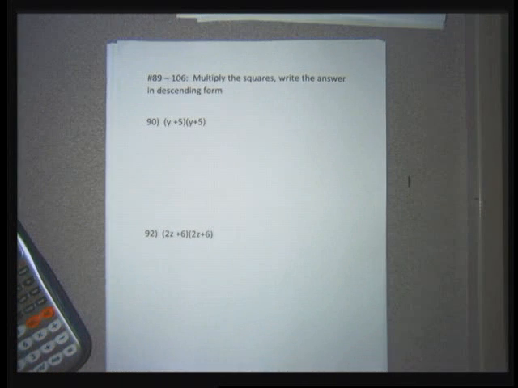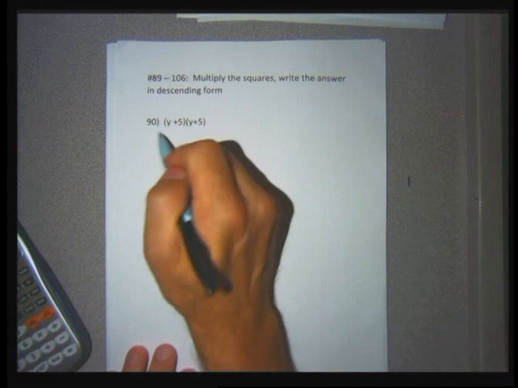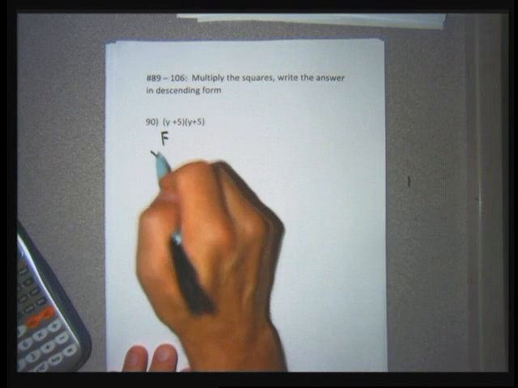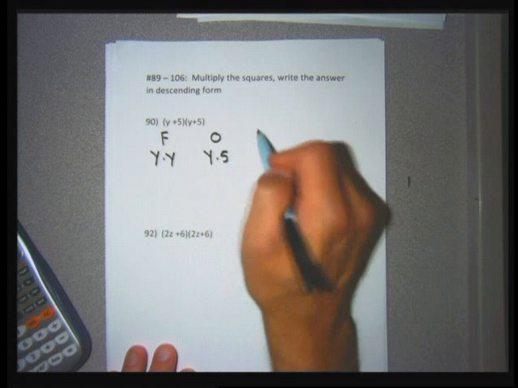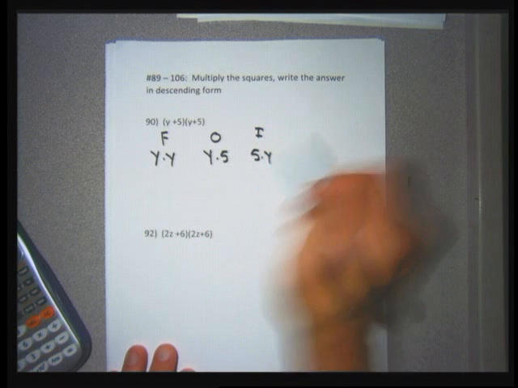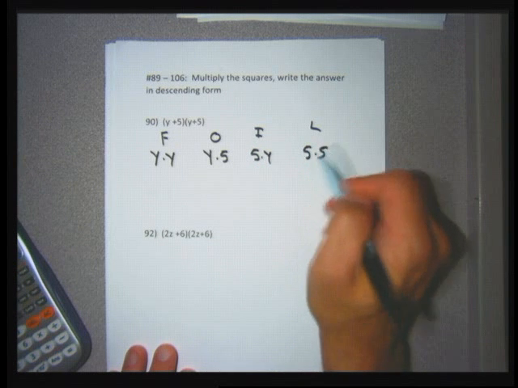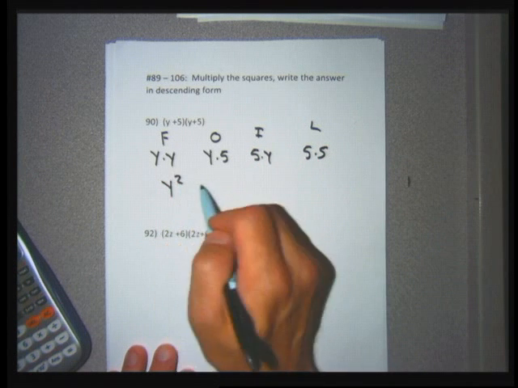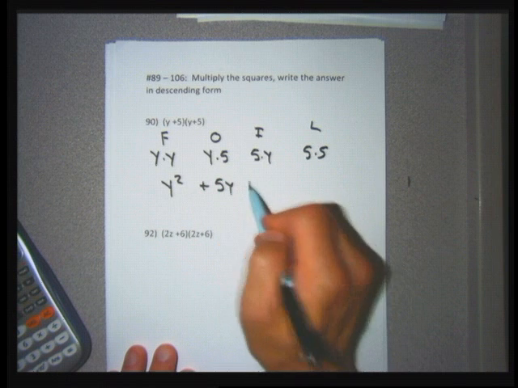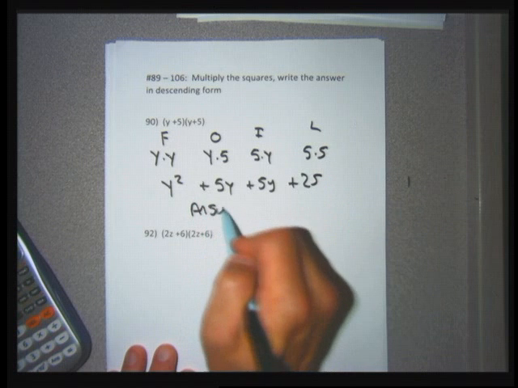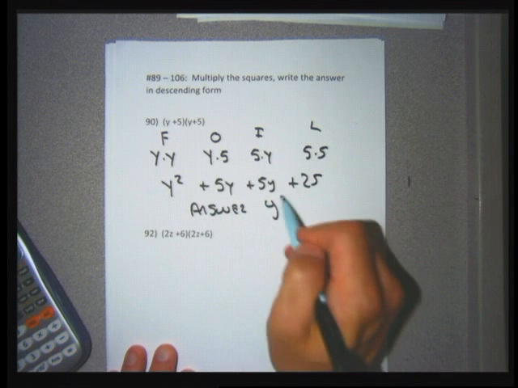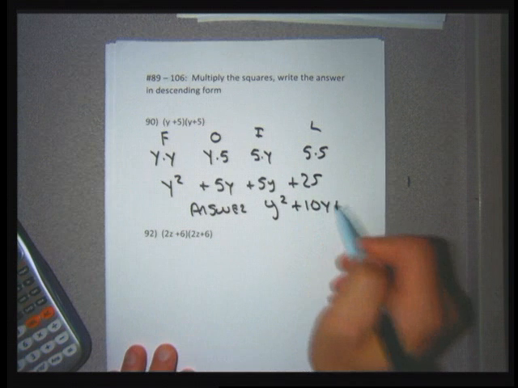The next bunch of problems, the parentheses, I have the same contents with the same signs. You can't just do the outers and the inners. You have to do full-out foiling when the signs are the same. So firsts, y times y, outers, y times 5, inners, 5 times y, lasts, 5 times 5, that's y squared plus 5y plus 5y plus 25. So my answer is going to be y squared plus 10y plus 25.